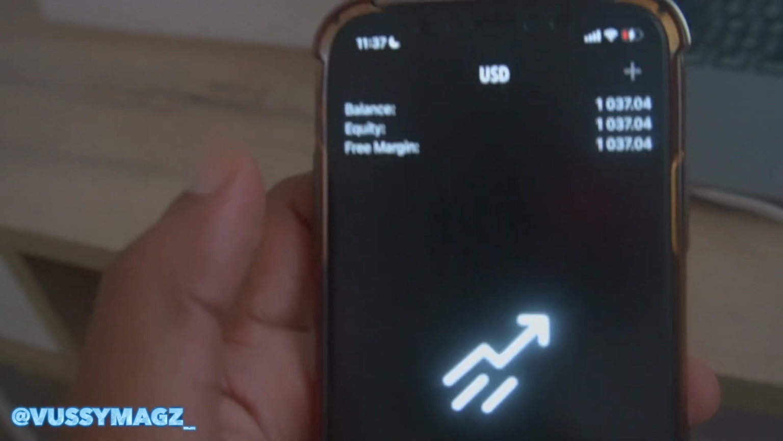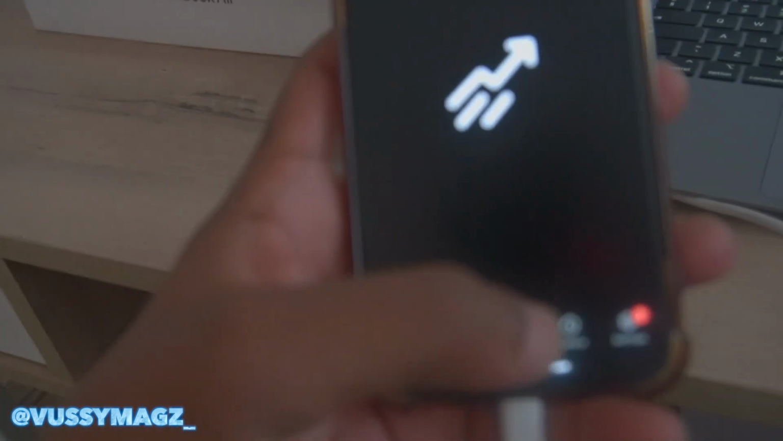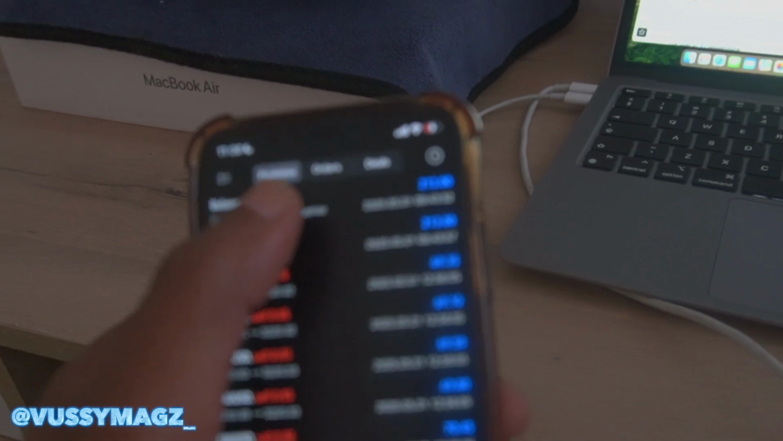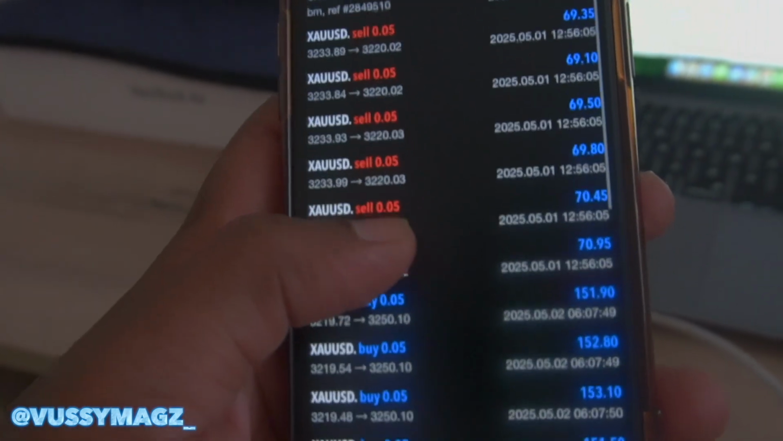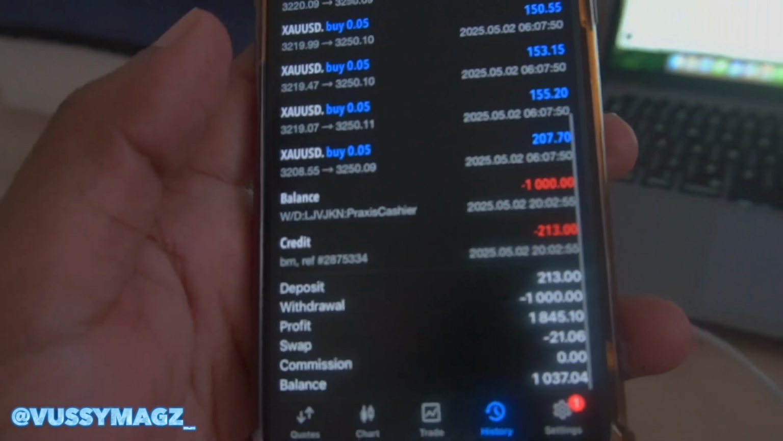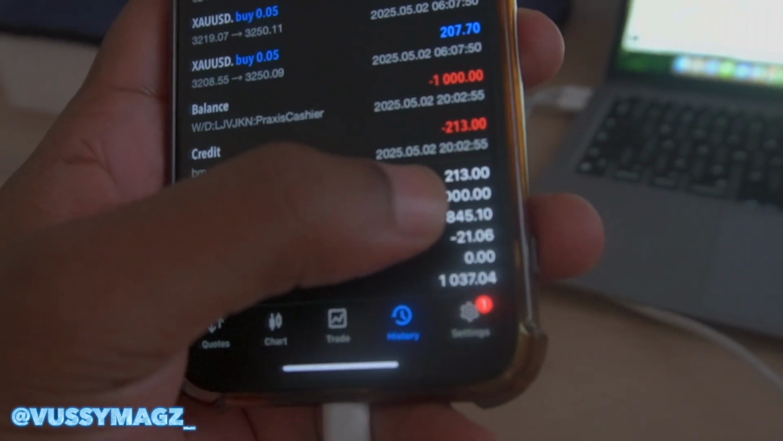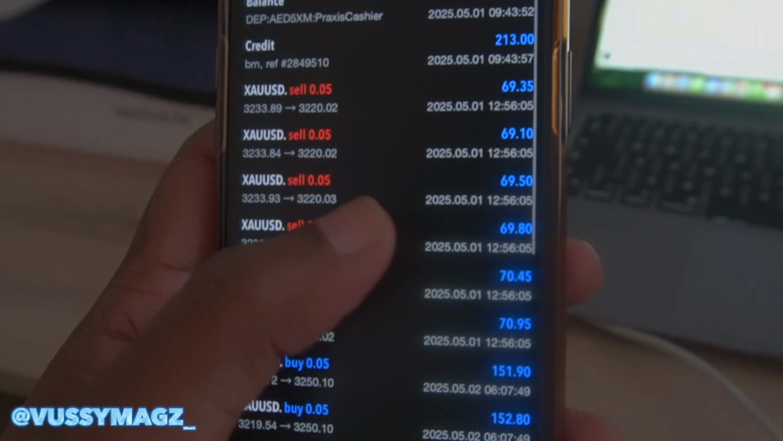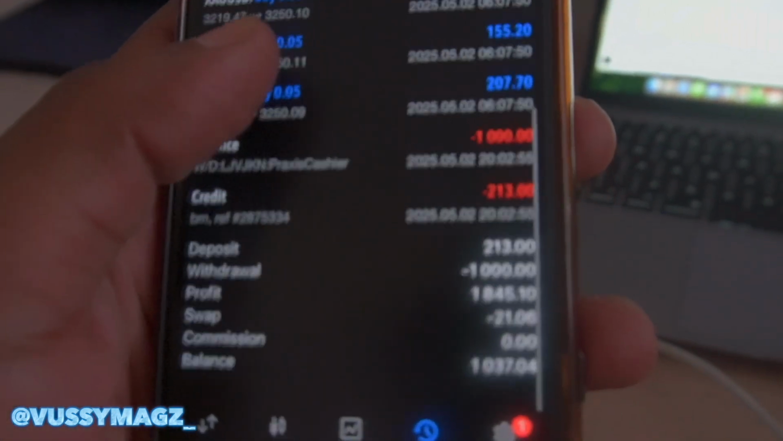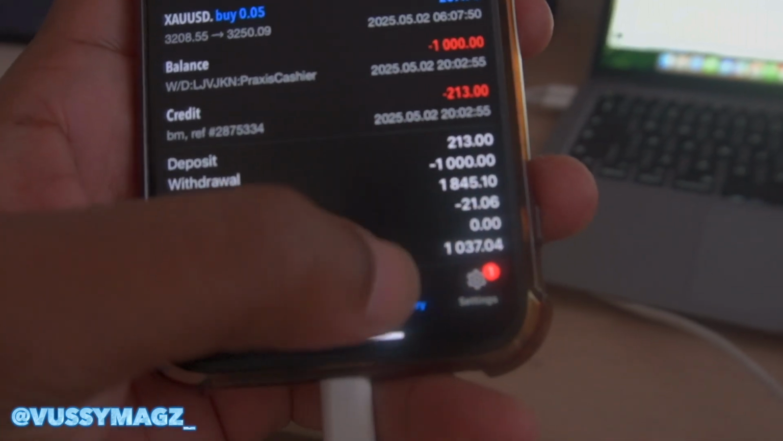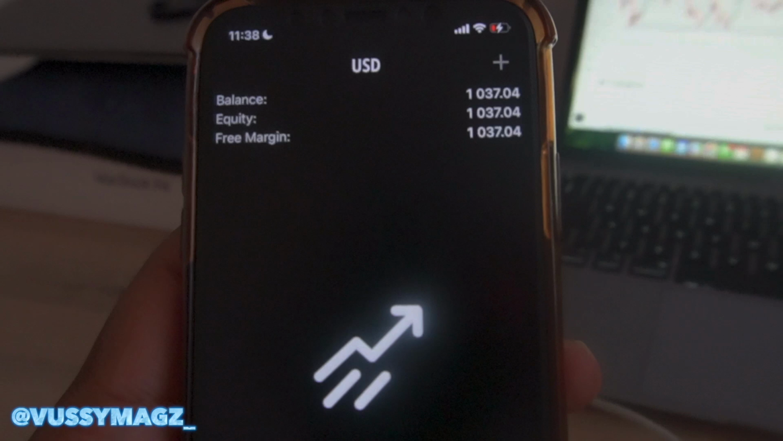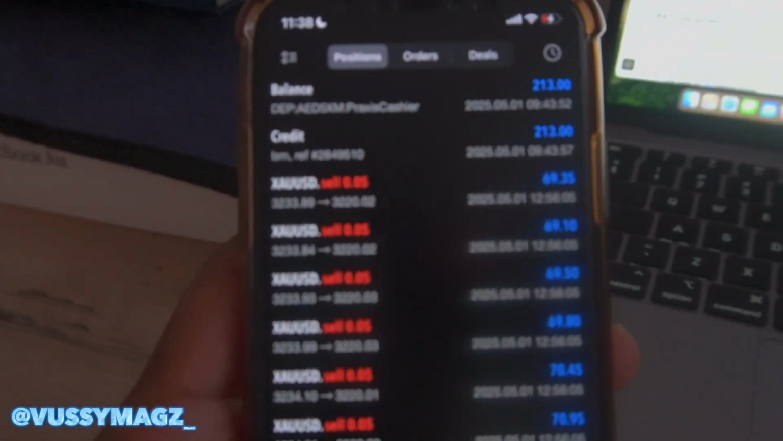So this is an account I was pushing last week. 0501. I started pushing this account last week, and if you can see, I've only been trading gold. It's a USD account. The account was funded with $213, and then made a withdrawal of $1,000, and then currently the balance is $1,000 from 200.